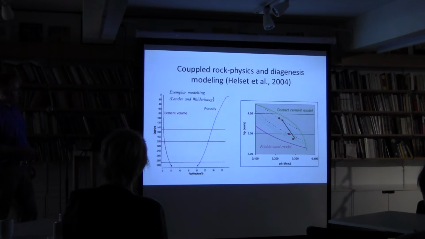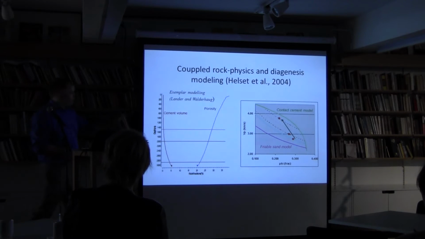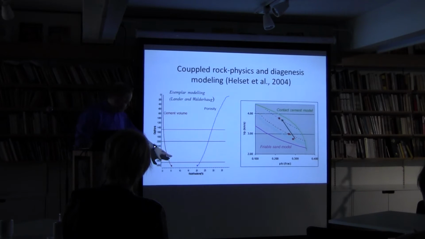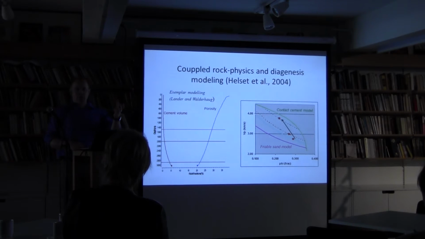So what we have done here is just to take that information at 3 different depth levels and plug the cement volume and the porosity into our rock physics model. We have contact theory that can predict the velocities as a function of cement and porosity.